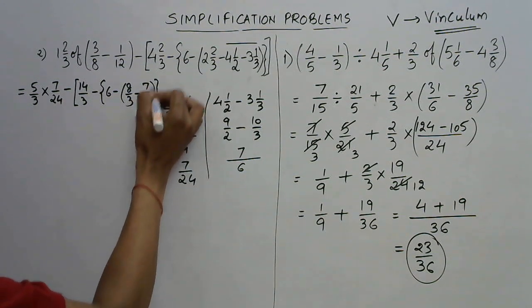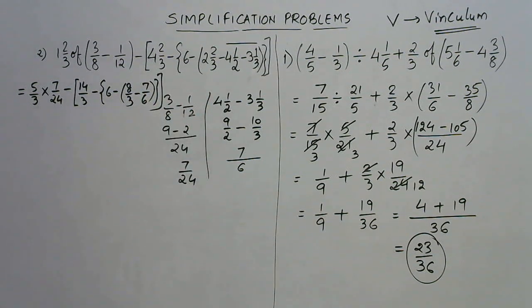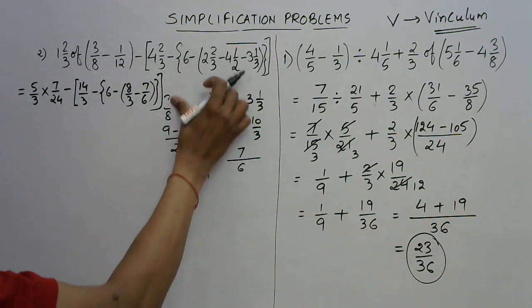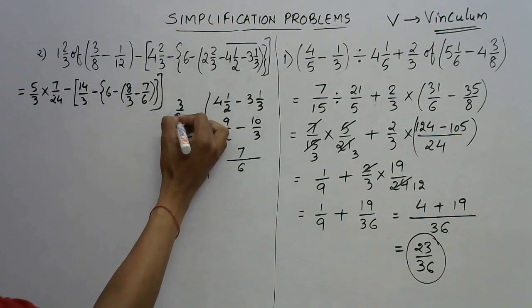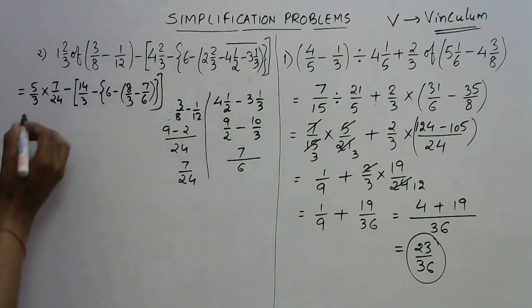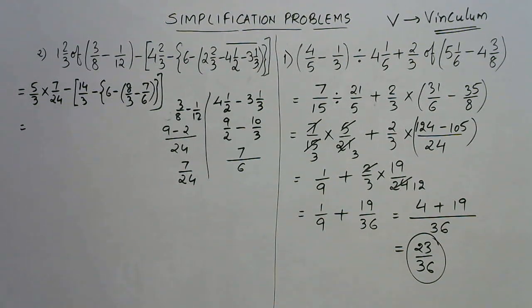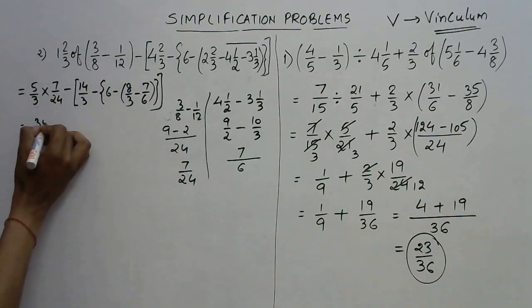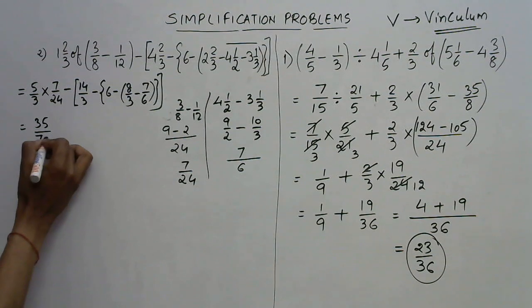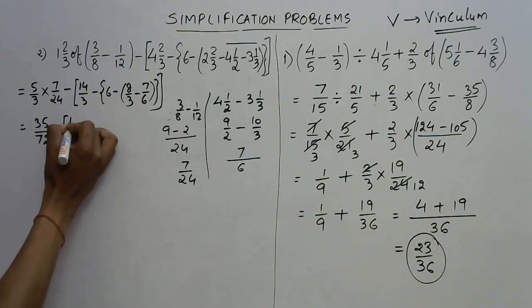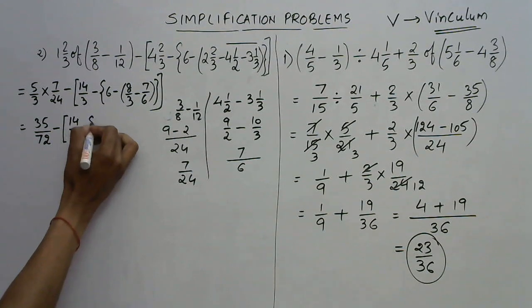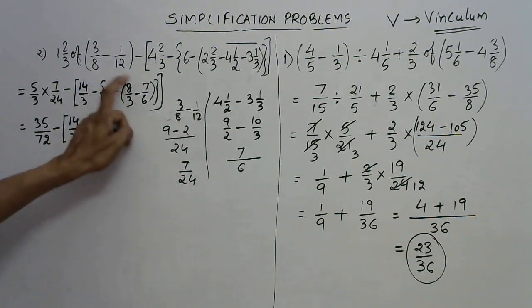So now we have this much question only which is left to be solved. Now let's see. Okay, I'll write it a little bit separately so that you can understand it. This is 3 by 8 minus 1 by 12 which I have simplified. Okay, let's do it now. Here you can see among these two terms, 5 is not cancelling any of these numbers and 7 is also not a factor of these two numbers. So you need to multiply this. This is 35 upon 72 minus 14 by 3 minus 6 minus, so we need to simplify this now.